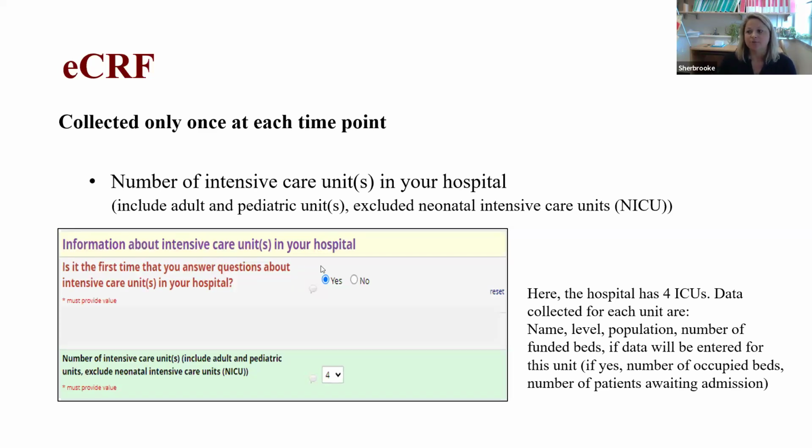So for level 1 to 3 ICU, you will have to define if it's an adult or pediatric population. You will have to provide the number of funded beds, occupied beds, etc. So that's really important to fill out these questions for your first patient that you will enter.